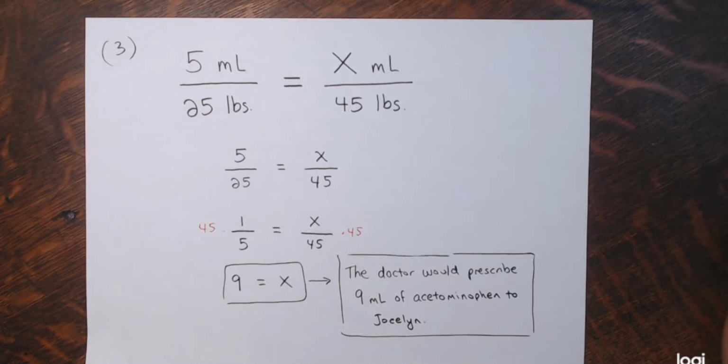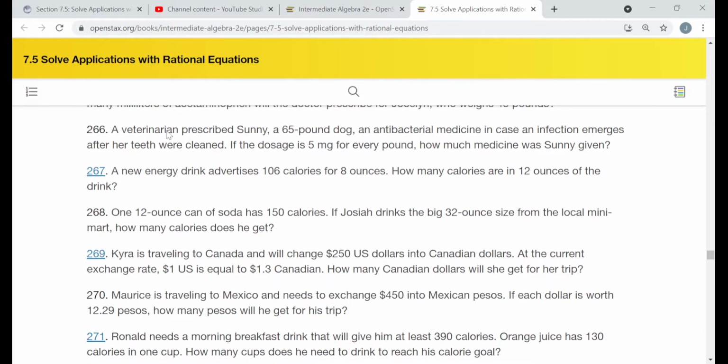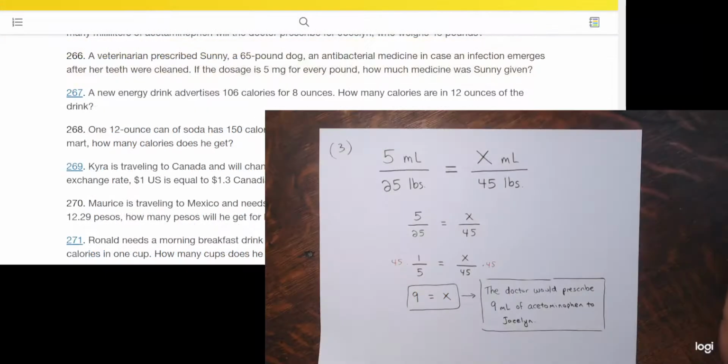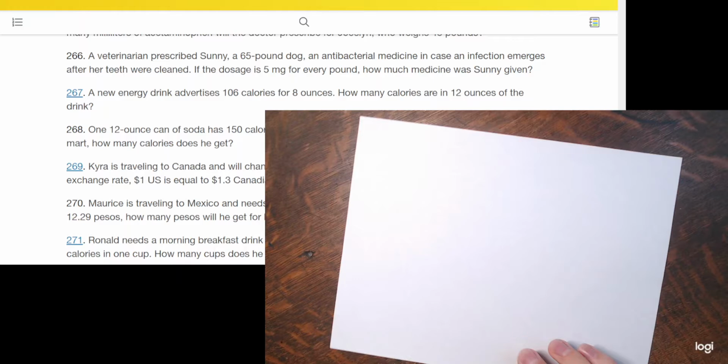Okay, next question. We're looking at exercise 266. A veterinarian prescribes Sunny, a 65-pound dog, an antibacterial medicine in case an infection emerges after her teeth were cleaned. If the dosage is 5 milligrams, mg, for every pound, how much medicine was Sunny given? This is a pretty similar setup. We're looking at example 4, exercise 266.